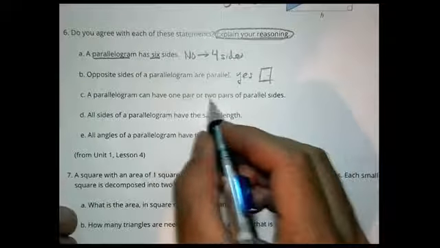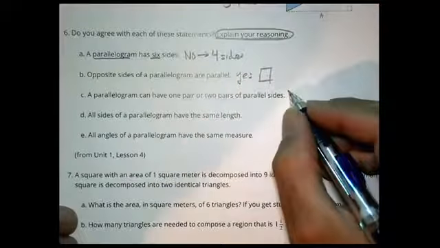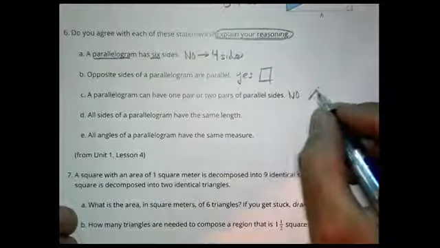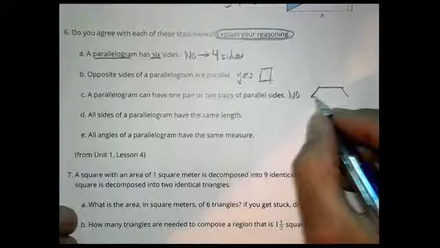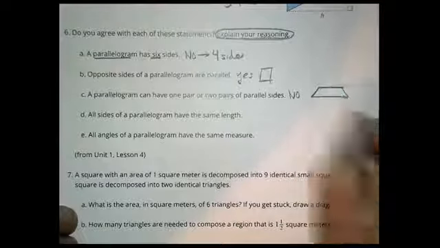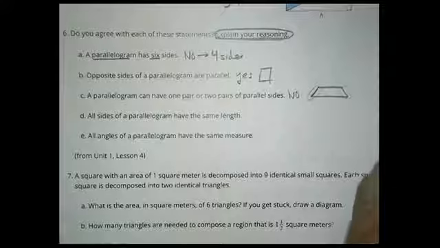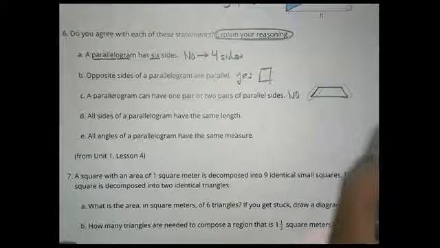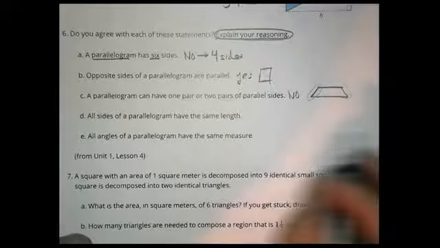C. A parallelogram can have 1 pair or 2 pairs of parallel sides. I would say no, right? An example would be something like a trapezoid like this. That's parallel, but these are not, and so that's not going to be a parallelogram. So both pairs have to be parallel. Both opposite sides have to be parallel.